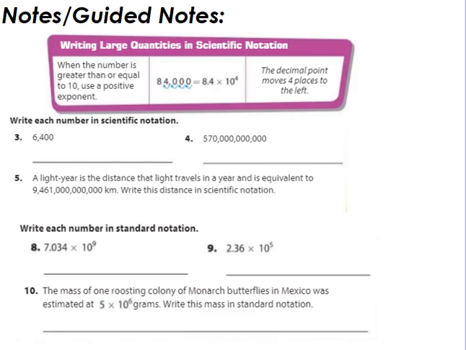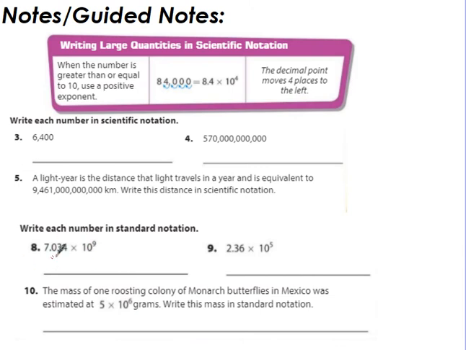Let me show you more examples of this. So let's skip over here to 8 and 9, because 8 and 9 are asking me to write my numbers in standard notation from scientific notation. So again, this is an example. We just count the power. So this is 7.034 times 10 to the 9th power.